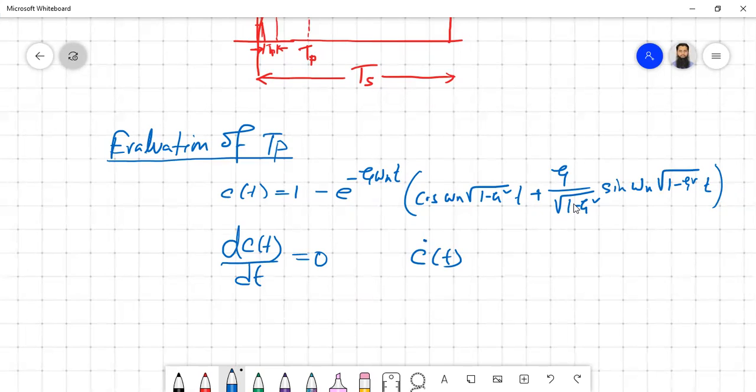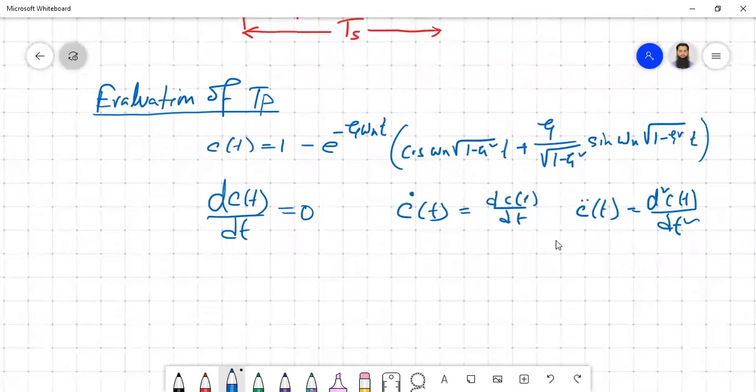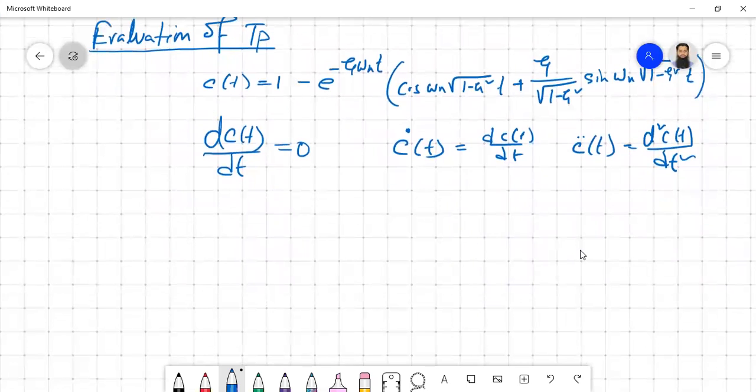This notation is frequently used in chapter 3. It is equivalent to dC(t) by dt, and C double dot is d square C(t) by dt square. So this is the notation. Instead of doing the differentiation in the time domain and setting it to 0, we'll try doing the differentiation in the frequency domain. Let's see whether frequency domain differentiation is easier than this one.